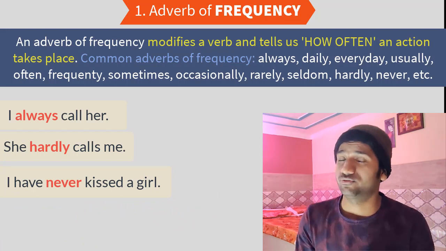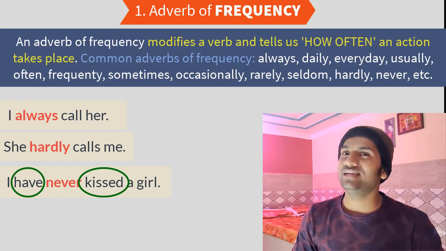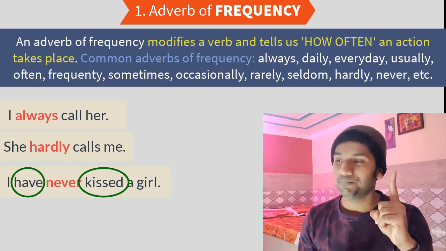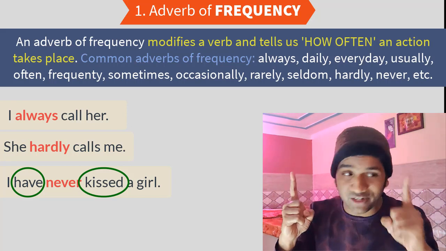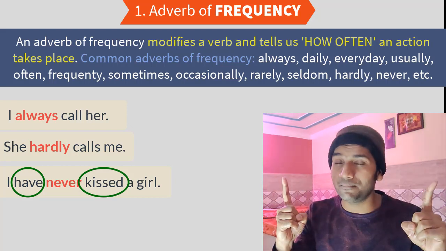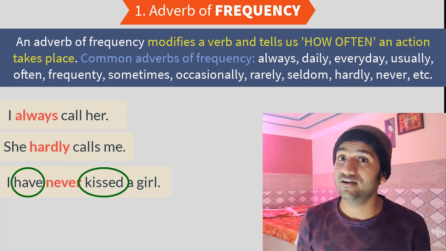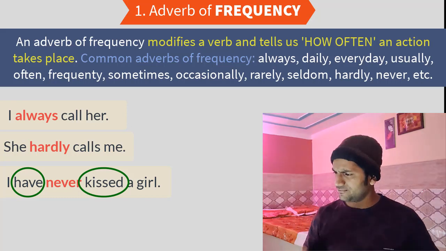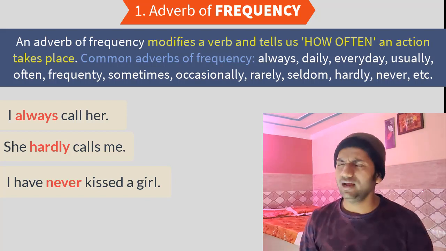So when you have both the helping verb and the main verb in your sentence, use the adverb of frequency in between the helping verb and the main verb. There you go. There goes your adverb of frequency in between the helping verb and the main verb. I have never kissed a girl, which obviously I'm lying about. I obviously have kissed a girl. I mean, yeah, I have, right?